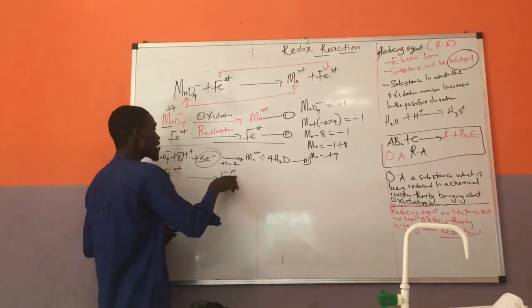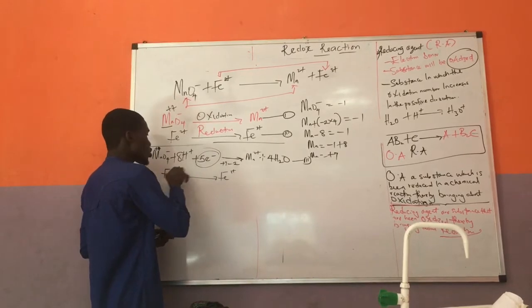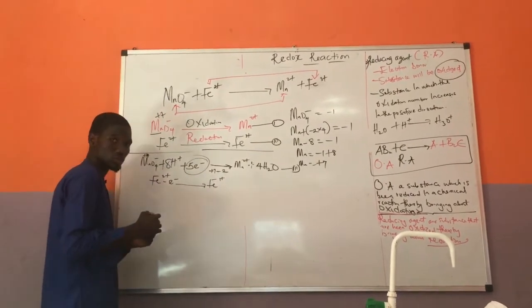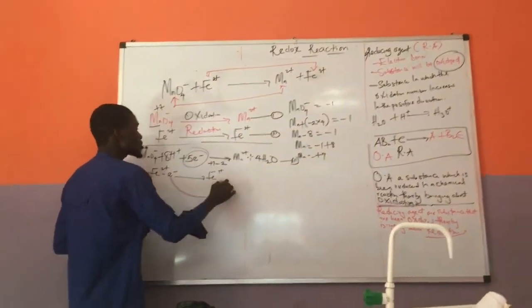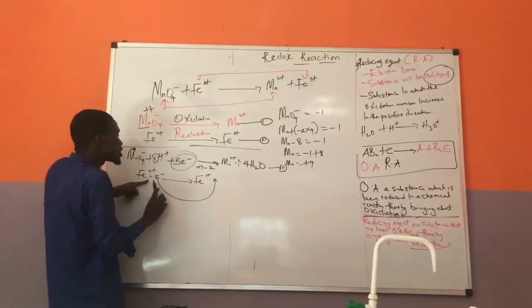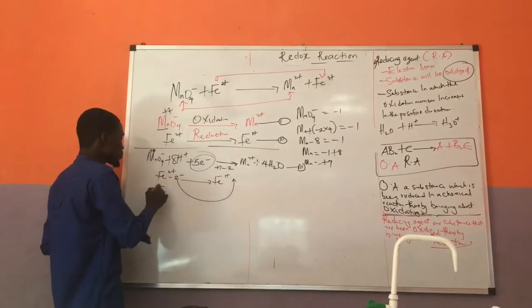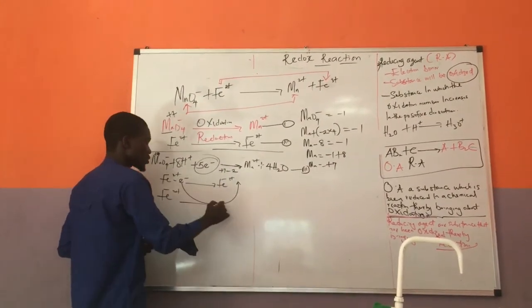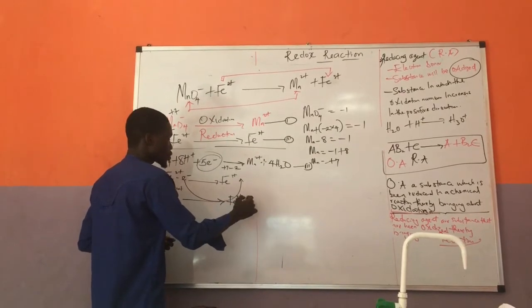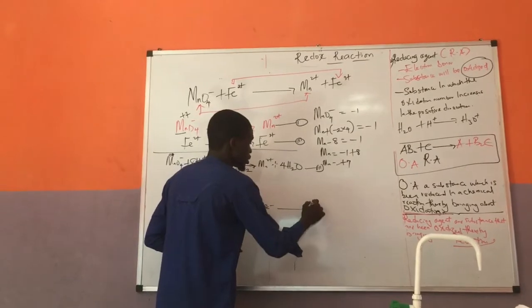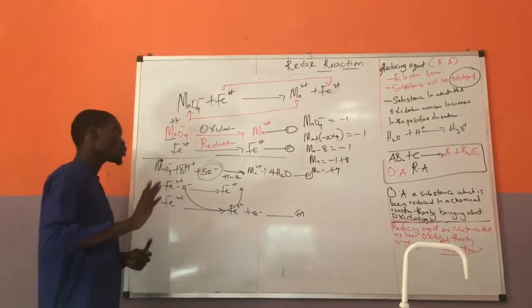So now, 2 minus 3 gives us minus 1 electron. So if we are taking this to this place now, the negative charge here will change to a positive charge. So with that, like I said, I have Fe2 plus going to Fe3 plus plus 1 electron. So this gives us equation 4.